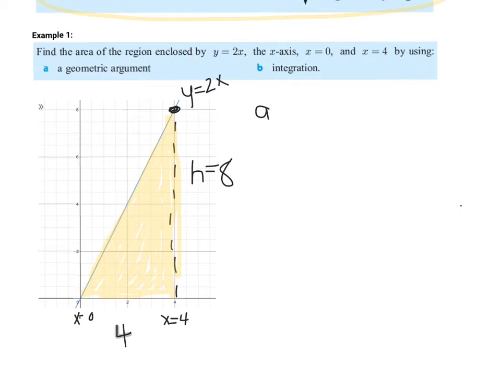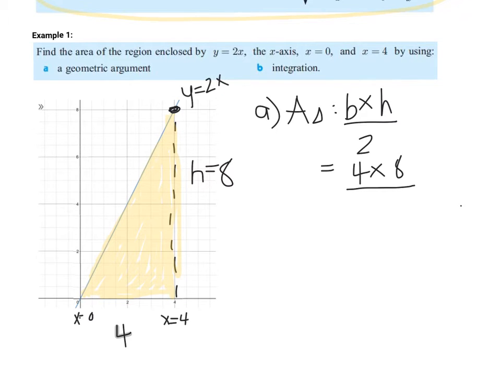I can find the area of that triangle pretty easily. Area of a triangle equals base times height divided by 2. So I've got 4 times 8 divided by 2, which gives me 16 units squared. We don't know what the units are there. Units squared is a nice thing to write so we remember that we're talking about area. Remember, our units for area are almost always squared. And so we're looking at 16 units squared. We've done that without using any calculus, any integration whatsoever.